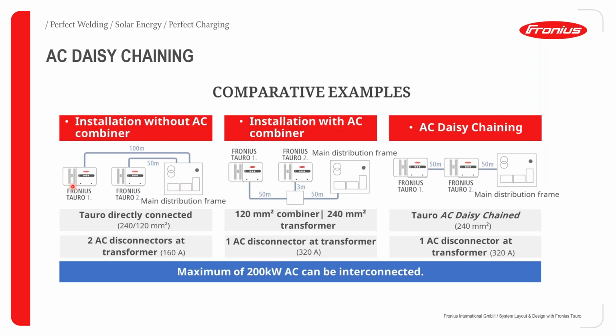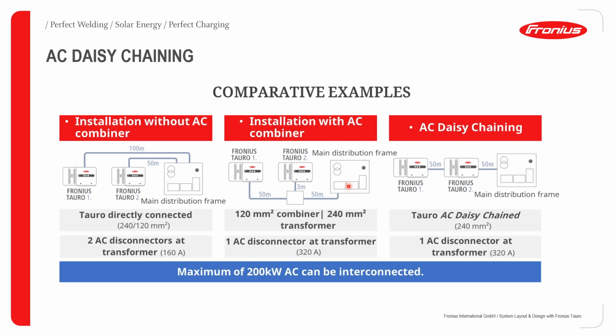It so happens that Fronius Tauro 1 has a 100 meter AC cable and Fronius Tauro 2, because it's a bit closer, has a 50 meter AC cable. With both of these Tauros, you are limited on the AC side to a cable cross section of 240 millimeters squared. In this example, you're going to have two AC disconnectors at the transformer, one for Tauro 1 and one for Tauro 2. So you're paying for two AC disconnectors, and also for a 100 meter, 240 millimeter squared cable and a 50 meter, 240 millimeter squared cable.